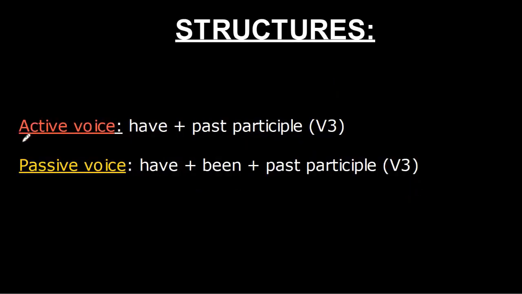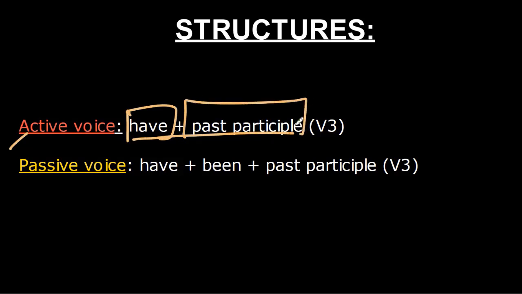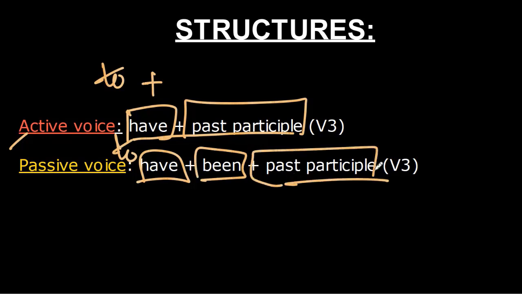Now let's look at the structures. In the perfect infinitive, in the active voice, this is how the structure looks. First, have followed by a past participle, which is the third form of the verb. Obviously, you have to as well. To plus have plus past participle in the active voice. In the passive voice, to plus have plus been plus past participle. Now let's look at some examples.